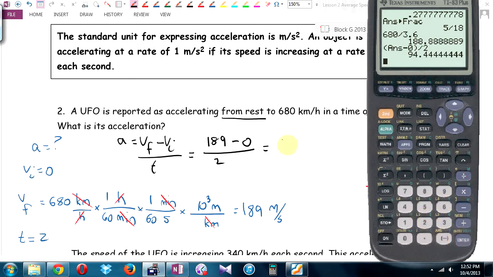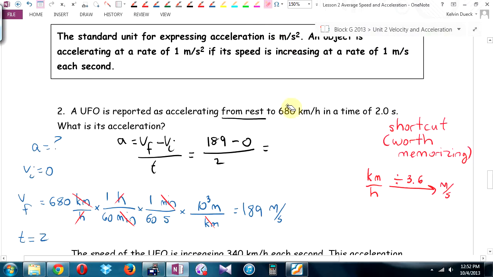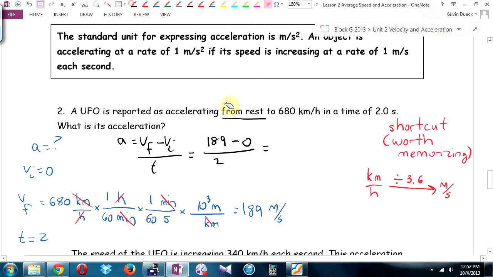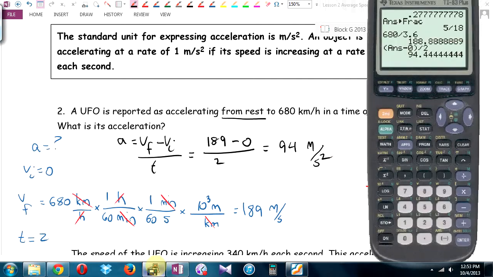94.4. Let's see. How many sig figs here? 2. How many sig figs here? Okay, fine. 94 even. Yep. I got 94.5. But I'm willing to bet you didn't use the answer button. I'm willing to bet you used 188.9 or 189. I'd take yours.